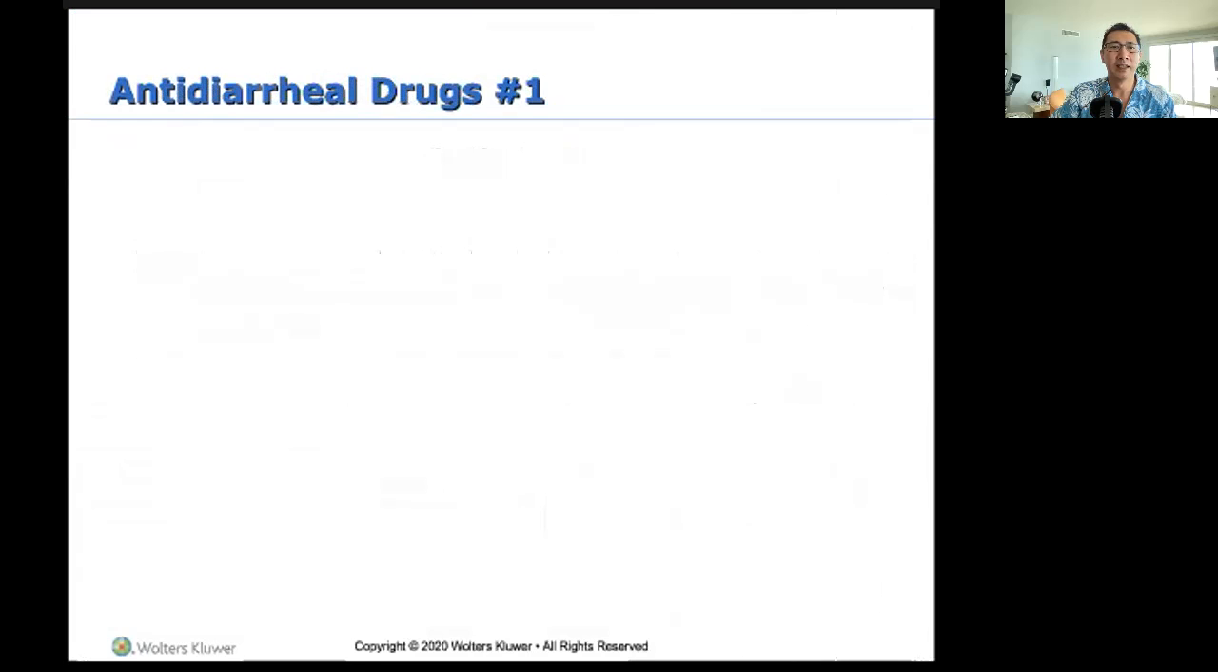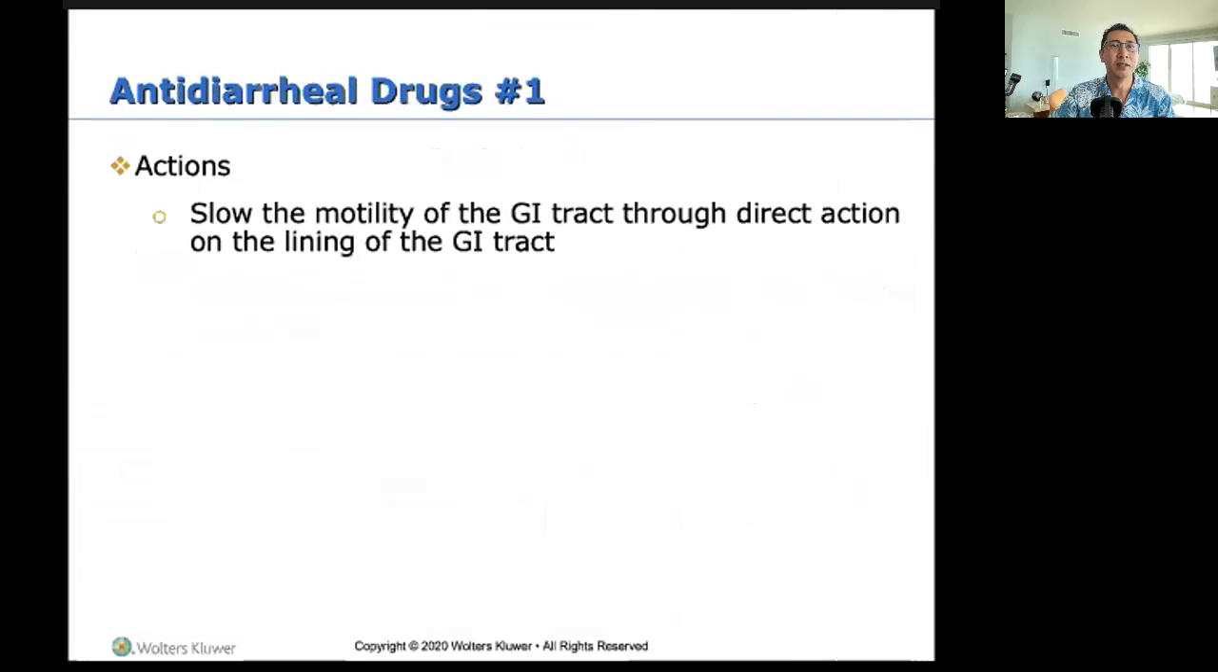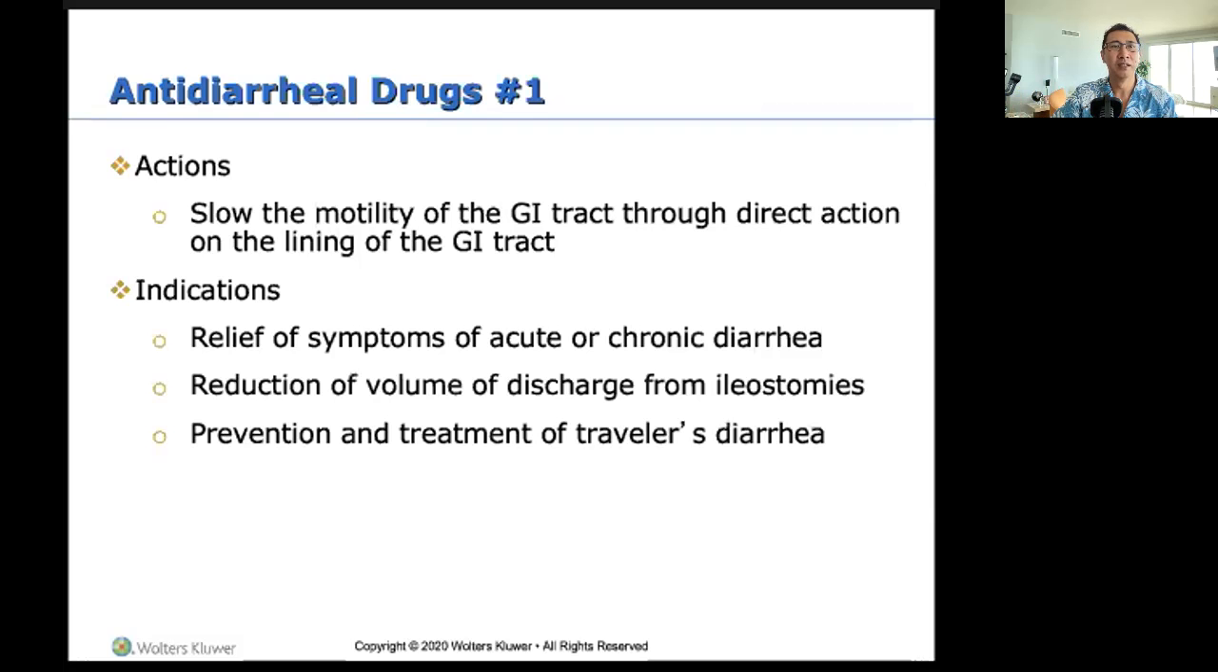Now let's talk about anti-diarrhea drugs. There should only be one. At least I only use one, the Imodium. So with the previous medications, the laxatives, they speed up the motility in the GI tract. With the antidiarrheal, we want it to slow down so it doesn't churn my poop to the toilet. I want it slow. It's already going fast. I need it to slow down. Indications, diarrhea. That's it.